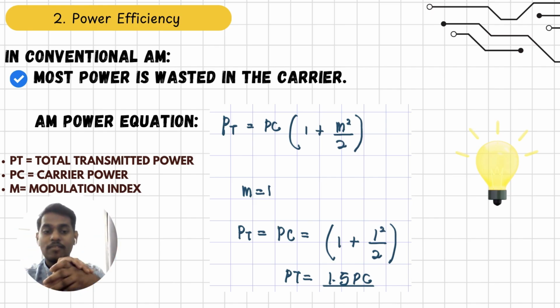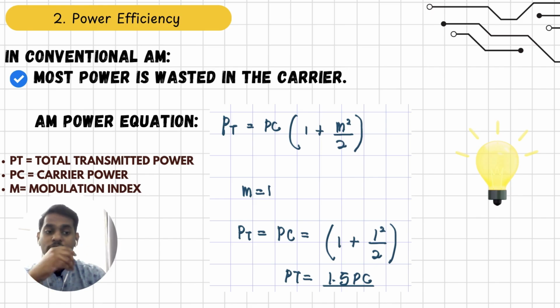This means the total transmitted power is one and a half times the carrier power. This result tells us the transmitter must generate 50% more power than the carrier power alone. However, not all of this power carries useful information. A large portion of power is still used by the carrier, even though the carrier does not contain any message. So why do we want to waste this large power? Hopefully this calculation helps you understand.